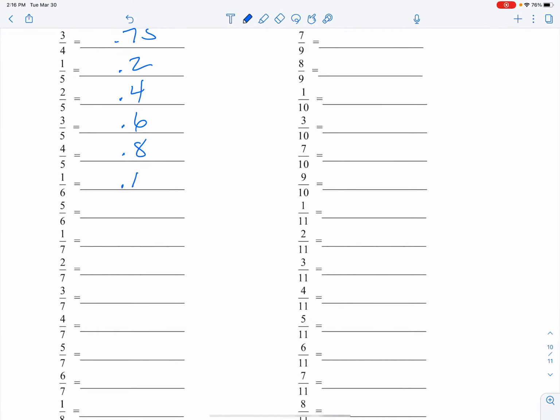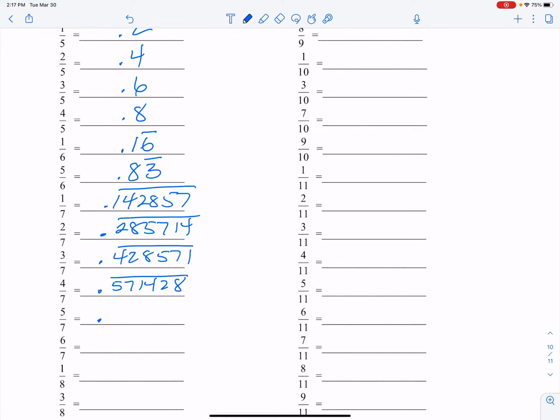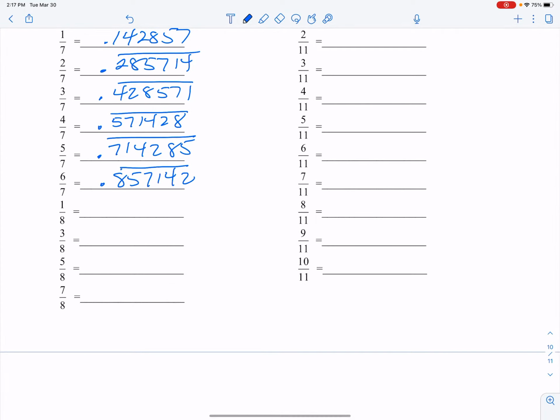1/6, 0.16 with a bar on the 6. 5/6, 0.83 with a bar on the 3. 1/7, 0.1428557 with a bar. 2/7, 0.285714 with a bar. 3/7, 0.428571 with a bar. 4/7, 0.571428 with a bar. 5/7, 0.714285 with a bar. And 6/7, 0.857142 with a bar. And the bars go over the whole thing.